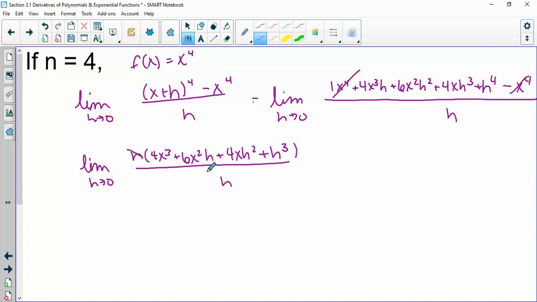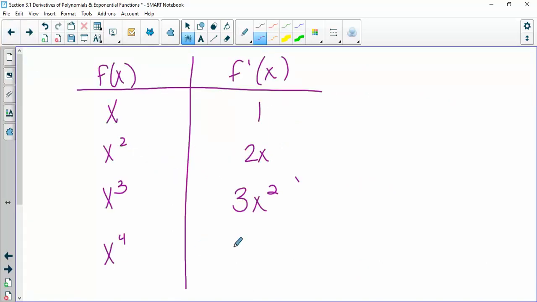So if you cancel your h's, plug in your zeros, and we get, just like you predicted, a 4x cubed. So how did you know what that was going to be? What's the pattern you're seeing?